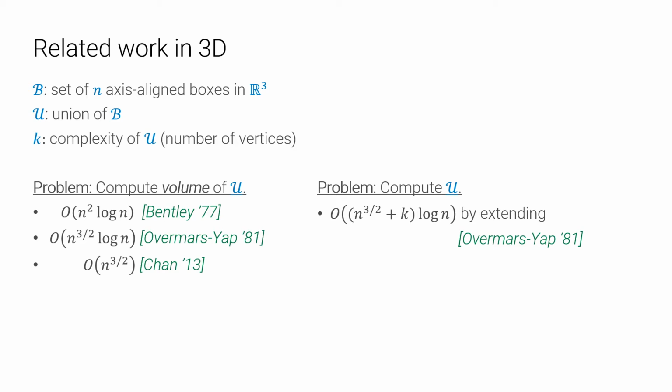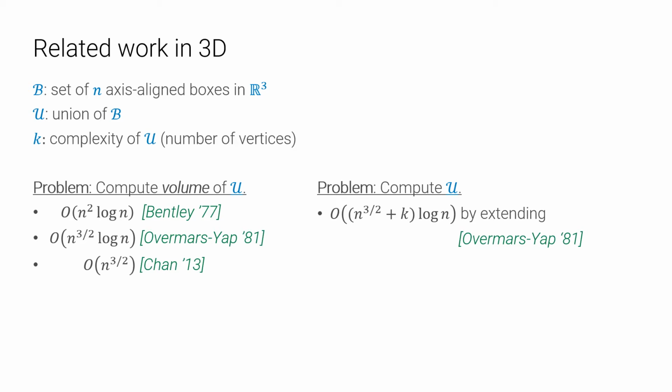Now coming to 3D, with still no restrictions on the side lengths of the input boxes, Bentley's techniques give you n squared log n to compute the volume of the union. This was later improved in the breakthrough by Overmars and Yap, achieving roughly n to the 3 halves. Finally, Chan recently achieved exactly n to the 3 halves time. When it comes to computing the union of boxes in 3 dimensions, one might extend the results of Overmars and Yap and achieve an additional plus k log n factor.